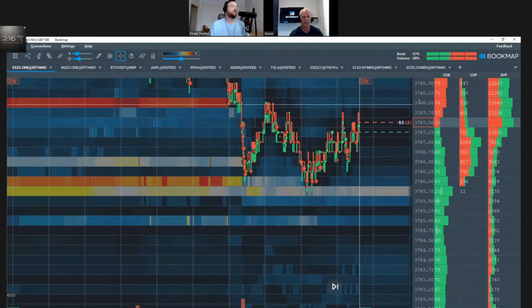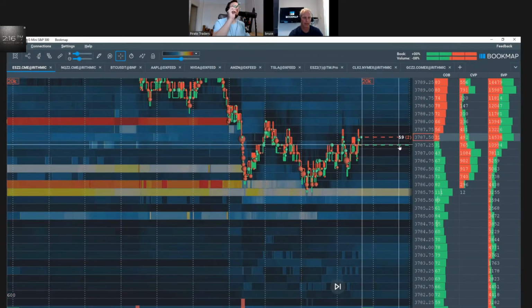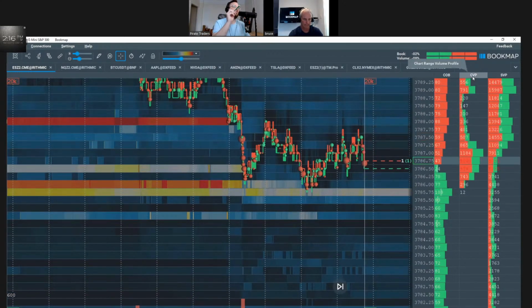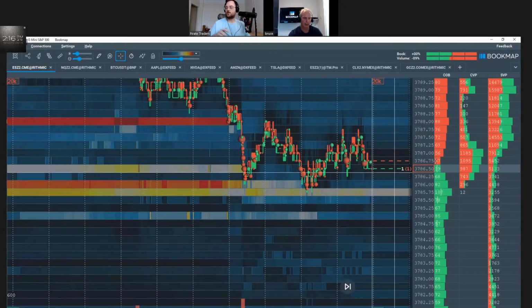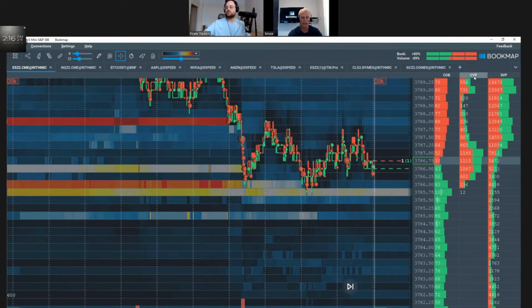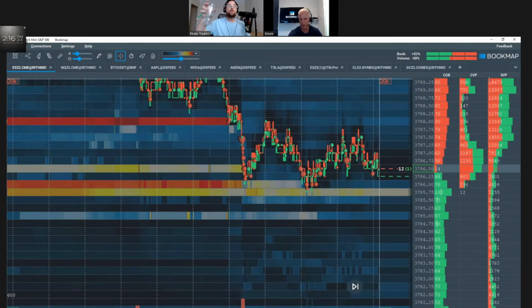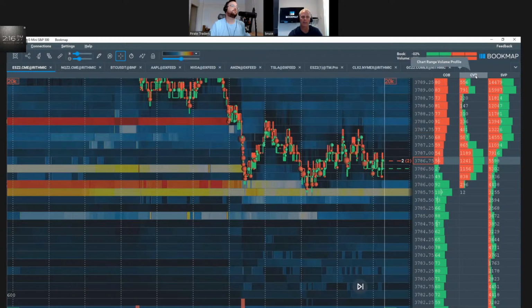That's it. Okay. So for the CVP and the SVP, what's the difference between that and the current order book? Yeah, the current order book, again, just current market. And then CVP is actually historical and SVP is actually historical as well. This is showing you the chart range volume profile. That's what CVP stands for.